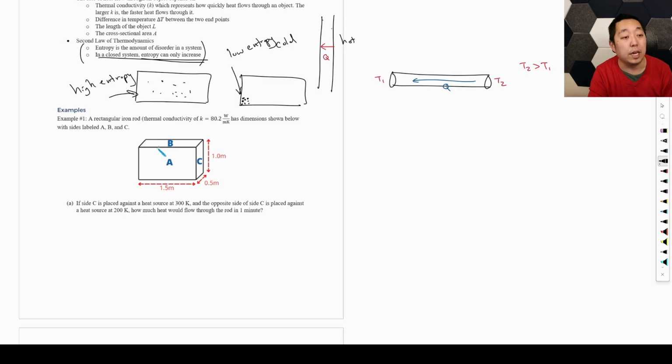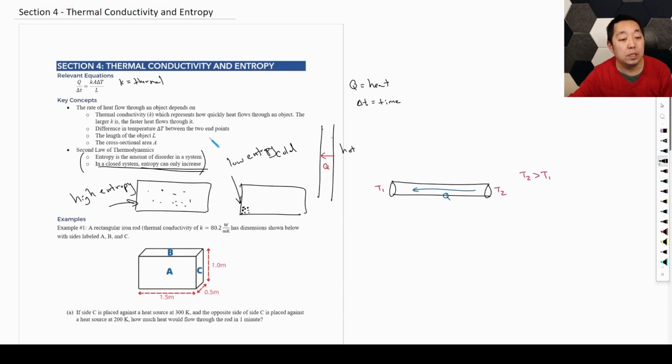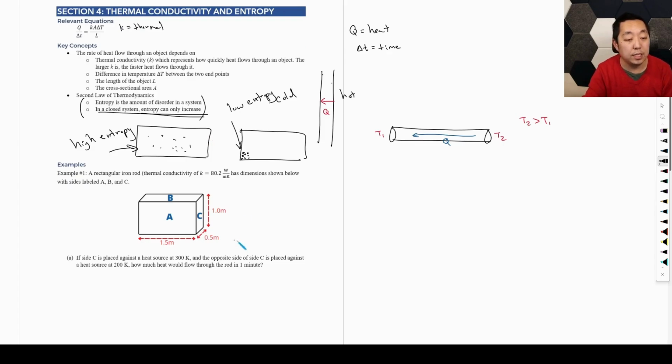Okay, yeah. And then if side C is placed against a heat source of 300K, and the opposite side is placed against another heat source, so this side is 300K and this side is 200K, how much heat would flow through the rod in 1 minute?